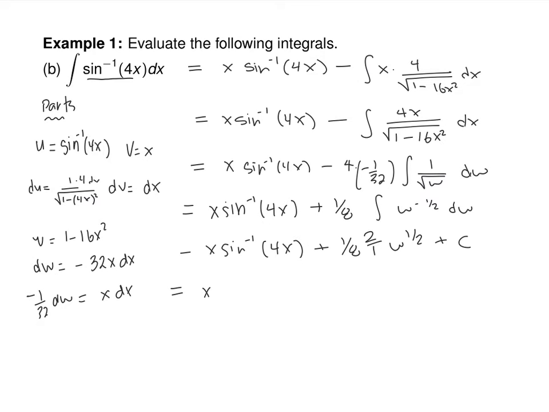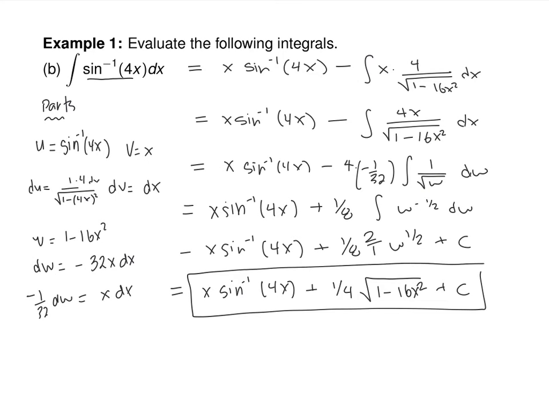And we have x sine inverse of 4x plus 1/4 square root of 1 minus 16x squared plus c. And once again, if you take the derivative of your answer, you should get back sine inverse of 4x, provided you make no mistakes in your differentiation process.